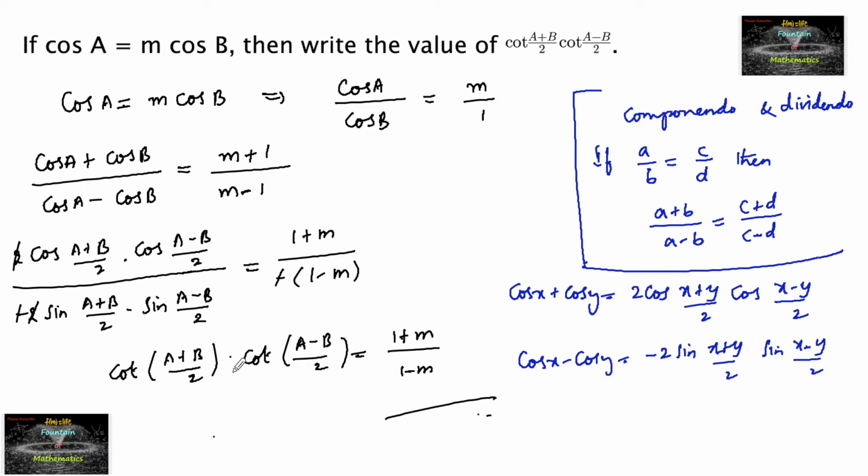So our answer, cot of (a plus b) by 2 into cot of (a minus b) by 2, is (1 plus m) upon (1 minus m). Okay, thank you.